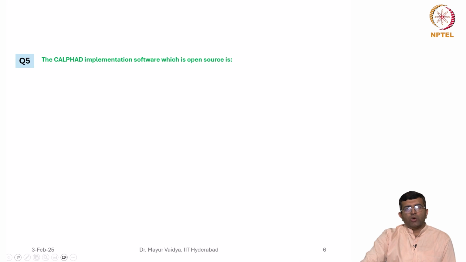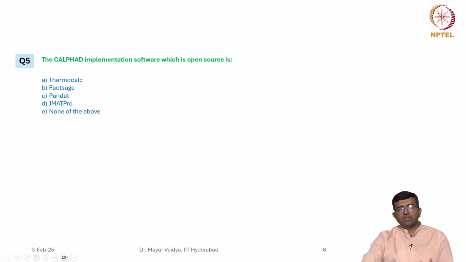Moving ahead, question number 5: the CALPHAD implementation software which is open source is Thermo-Calc, FactSage, Pandat, JMatPro, or none of the above. If we have seen this before, all of these are not open source. They do have a free license, but they also have a commercial license as well. So this is not completely open source. So the correct option is none of the above. The open source one actually is OpenCALPHAD.